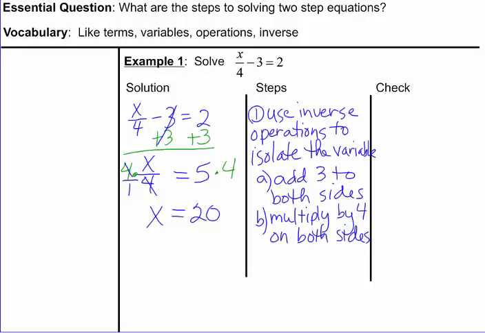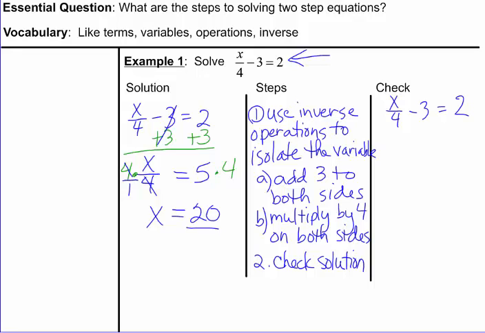So the next thing we want to do is check your solution. Now when you check, you cannot solve. Checking involves evaluating. You're going to substitute the answer that you think it is. We think the answer is 20. Substitute that back into the original equation and then simplify using order of operations. These are all things we got from a previous lesson, and we're going to apply them in the checking section of this example.